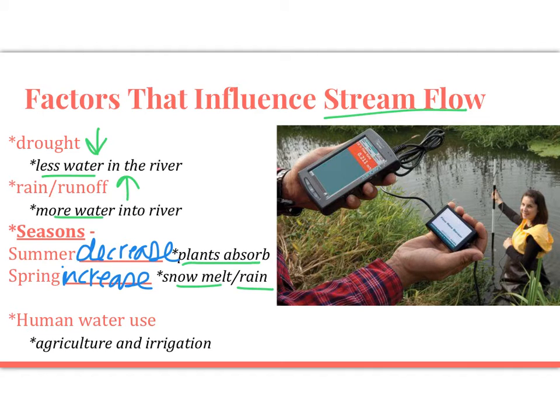The last one, human water use. We can use water for a variety of different things, for farming, just for daily use. So that would, of course, make the stream flow go down.